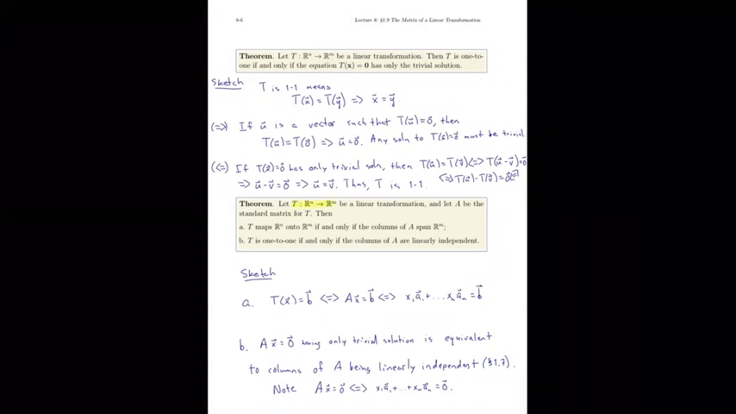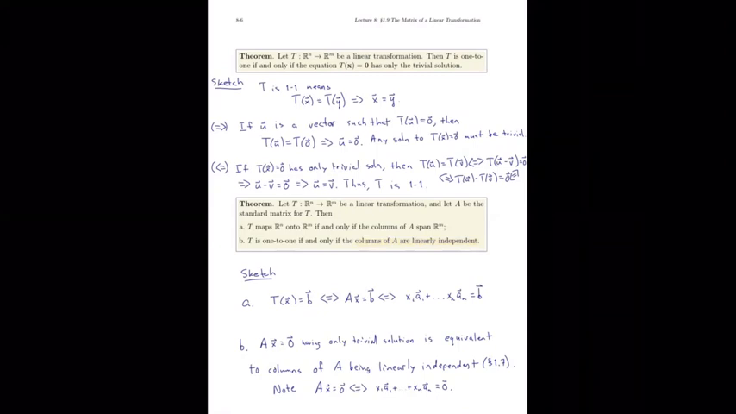But if we have T, a transformation from Rn to Rm, we assume that it's linear. We let A be its standard matrix. Well, then we have two facts, or two equivalences. A: T maps Rn onto Rm. In other words, T is onto if and only if the columns of A span Rm. Now, I won't do all the details of this proof. This one's going to be truly more of a sketch than anything. B tells us that T is one-to-one if and only if the columns of A are linearly independent.